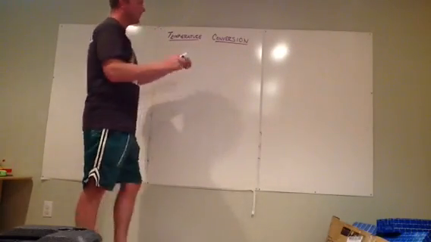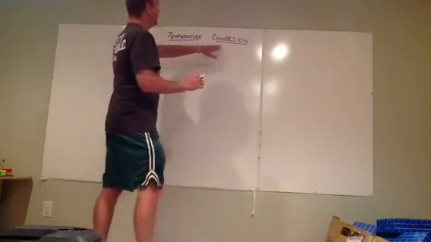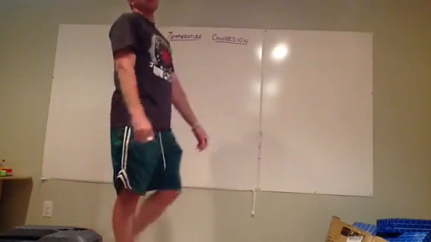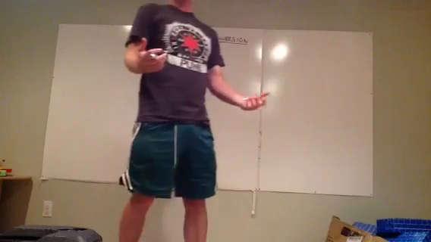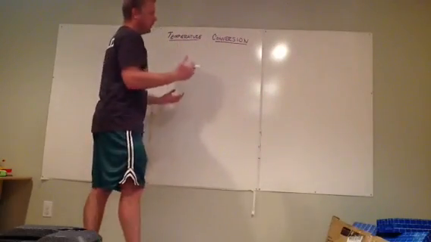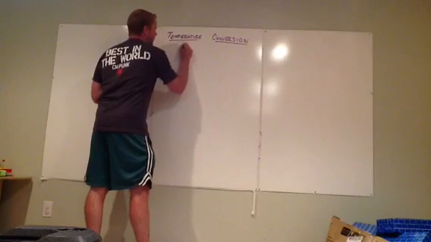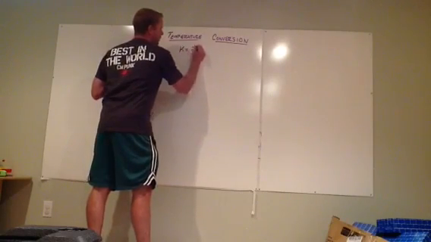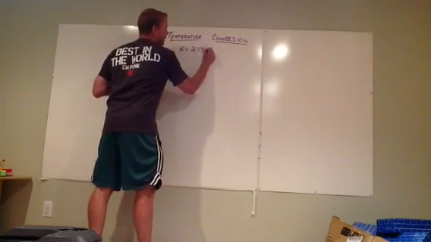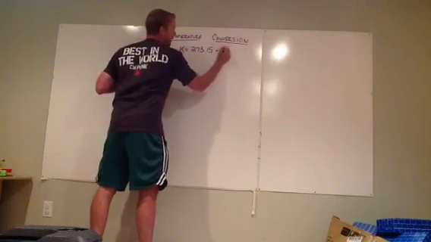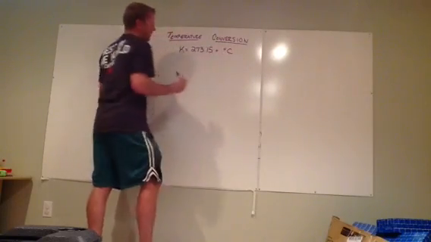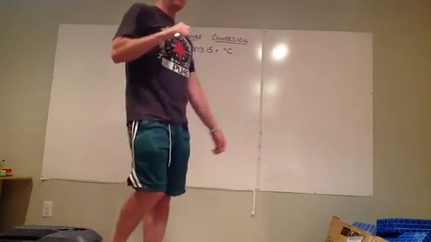But anyway, whatever. So temperature conversion, very, very easy topic, but there are a couple of equations that I have to teach to you. So here we go. Keep it simple. So the first one is K equals 273.15 plus degrees Celsius.